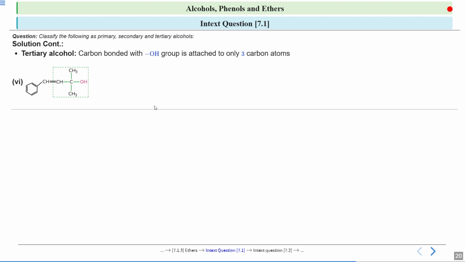So this is how you can classify alcohols into primary, secondary, and tertiary alcohols.